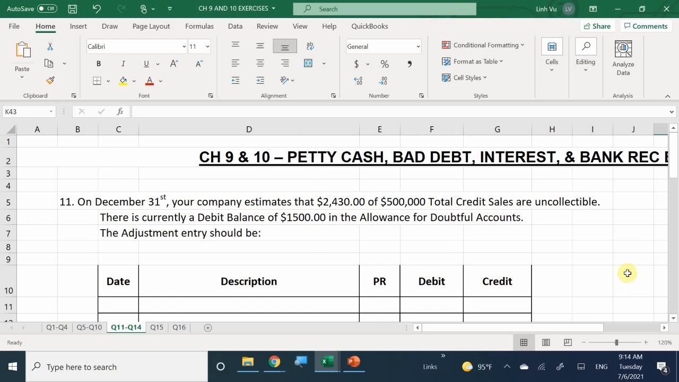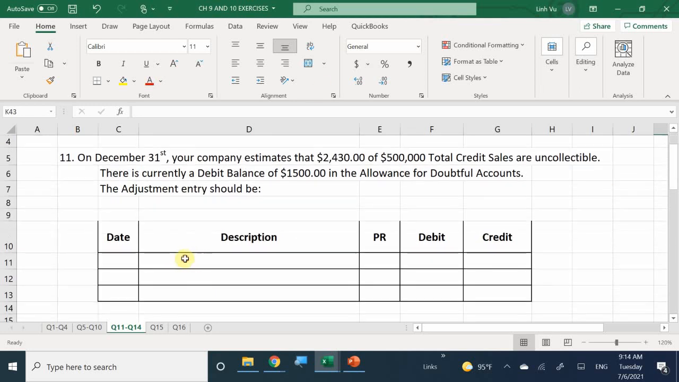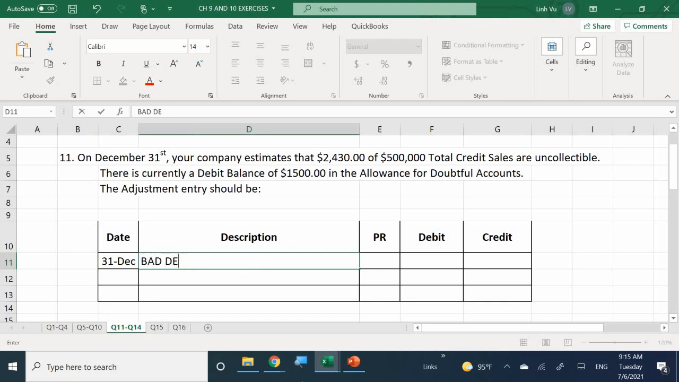In this case, number 11, on December 31st, your company estimates that $2,430 of its $500,000 total credit sales are to be uncollectible. And there is currently a debit balance of $1,500 in the allowance for doubtful accounts. Journalize this transaction. You're going to debit bad debt expense for $2,430.